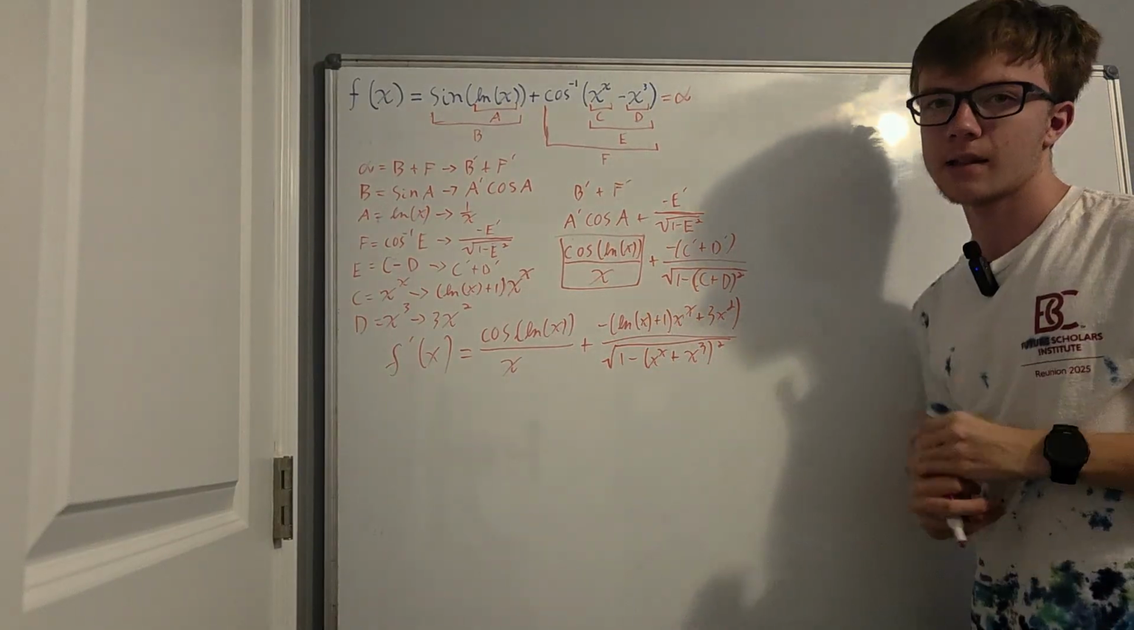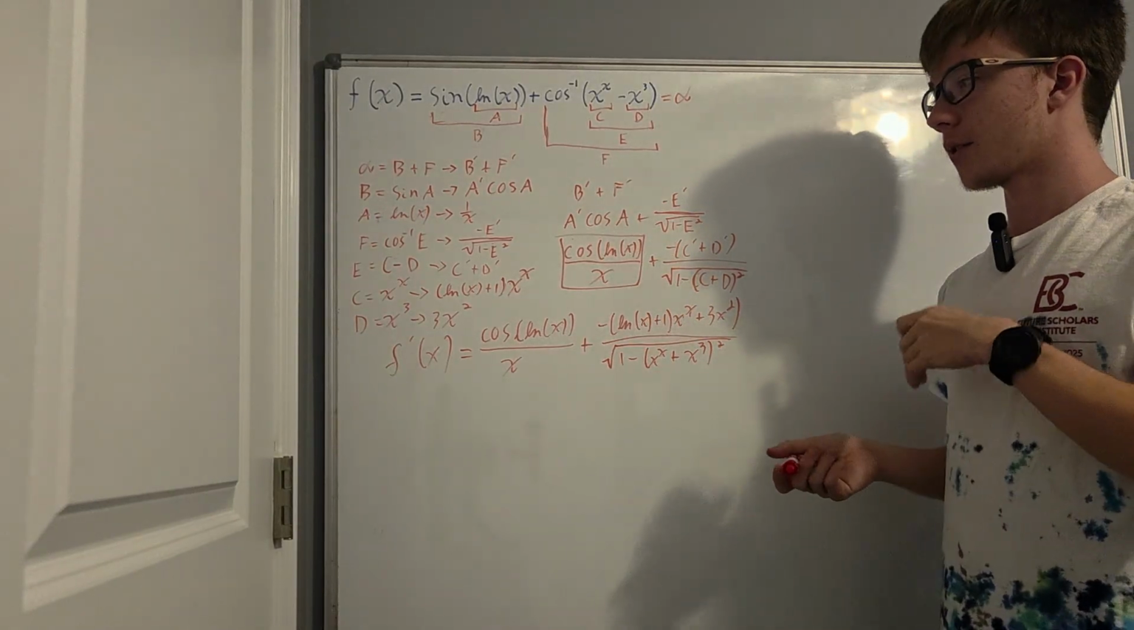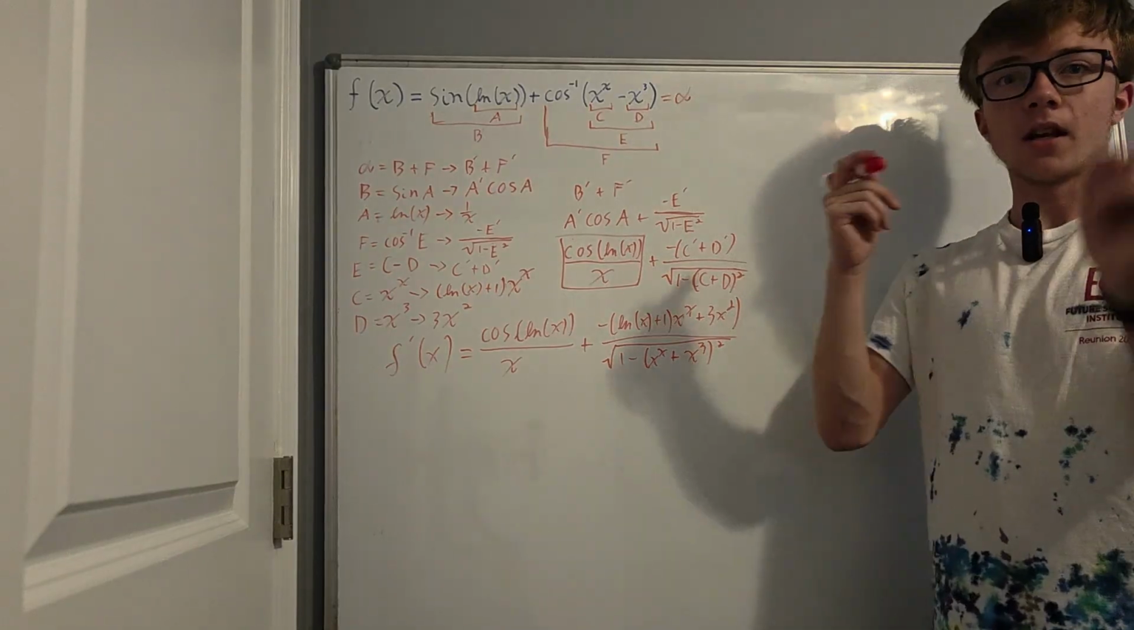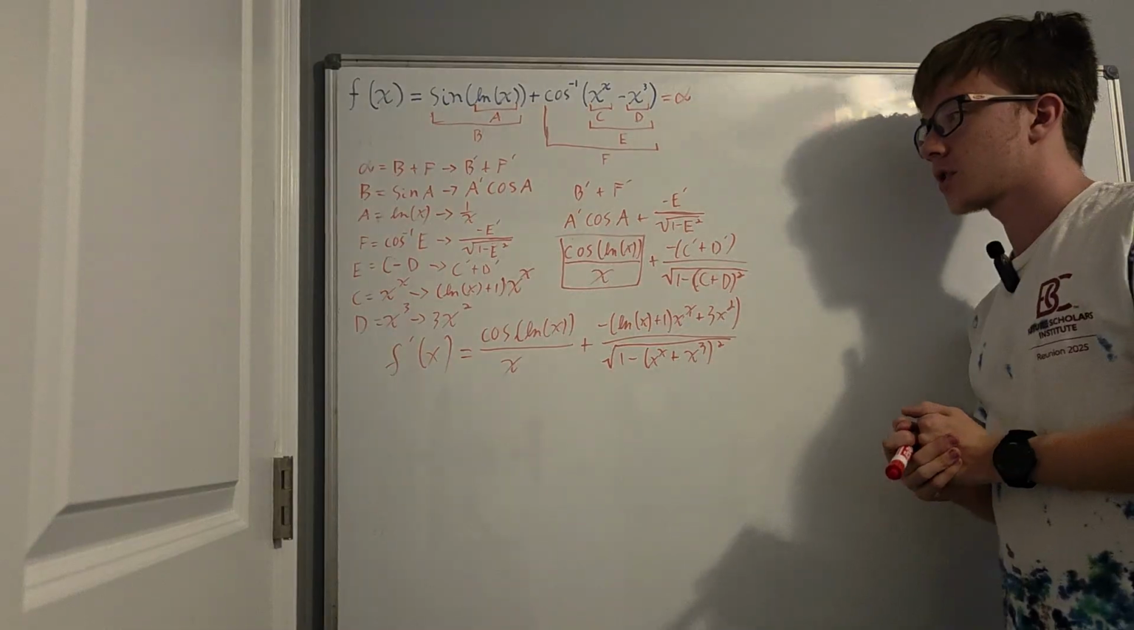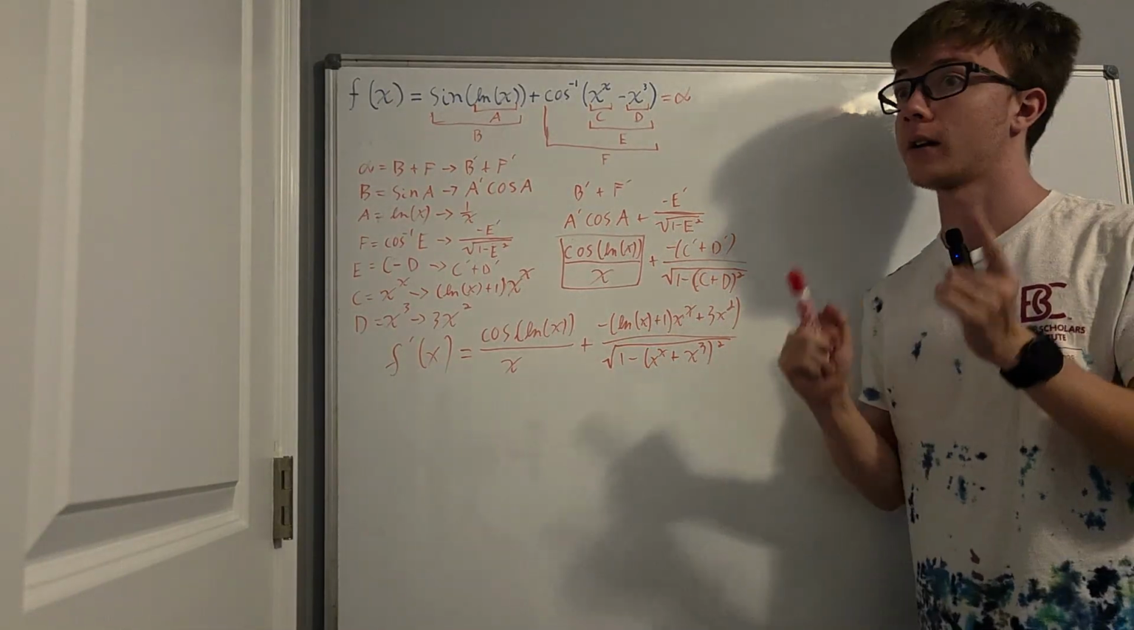So now we have f prime of x, and I'm going to write this down so I don't forget it, and then we're going to move on to the next part, which is the derivative of g inverse of x. So we're going there now.